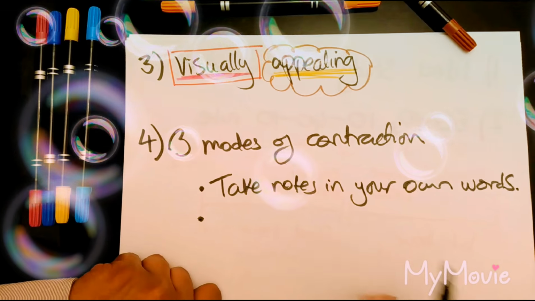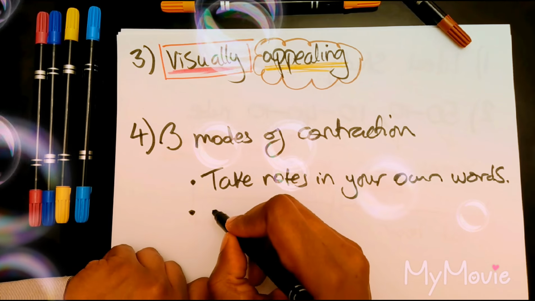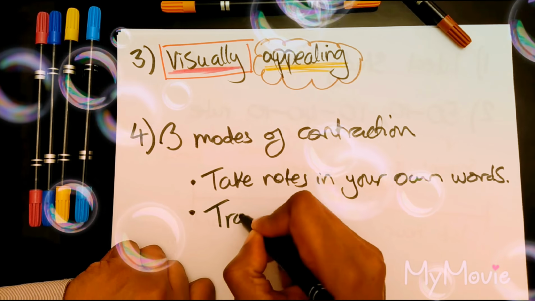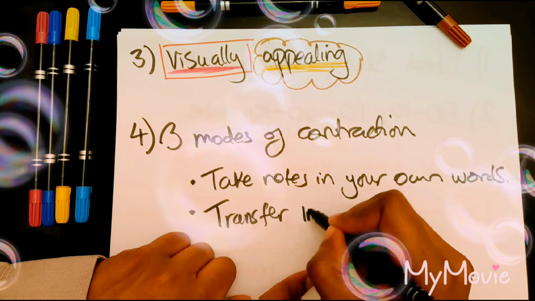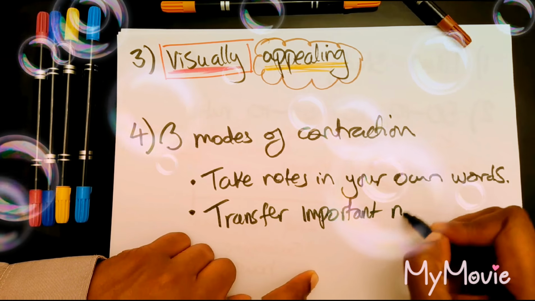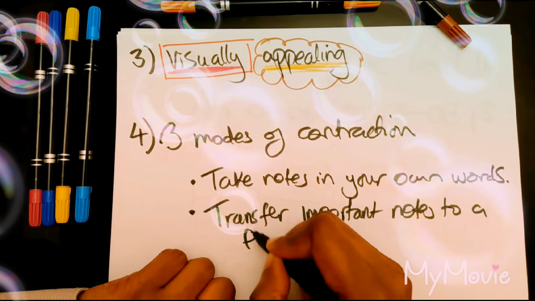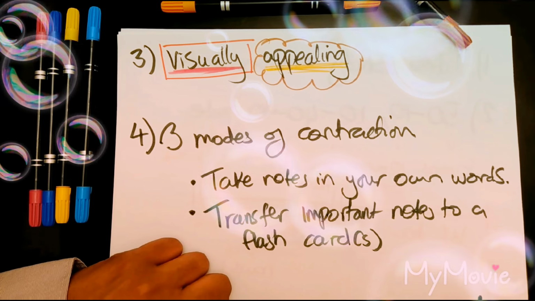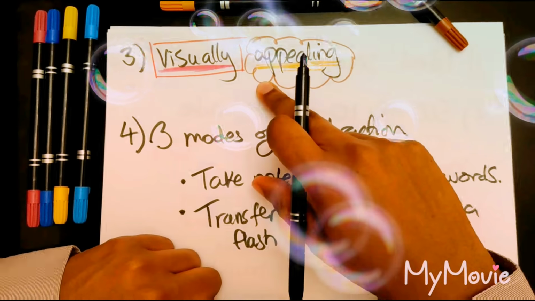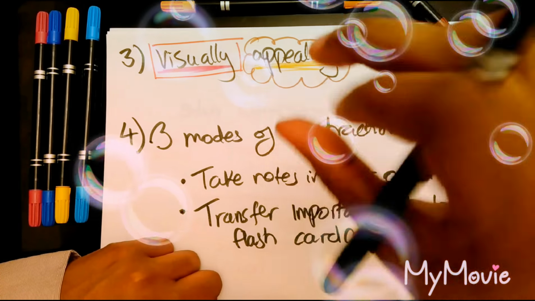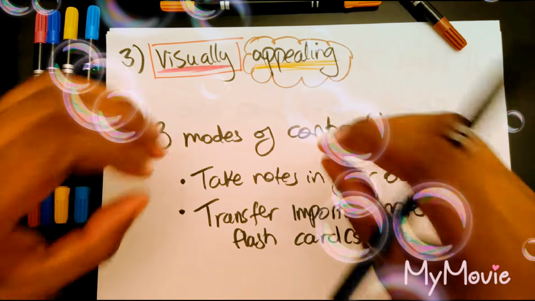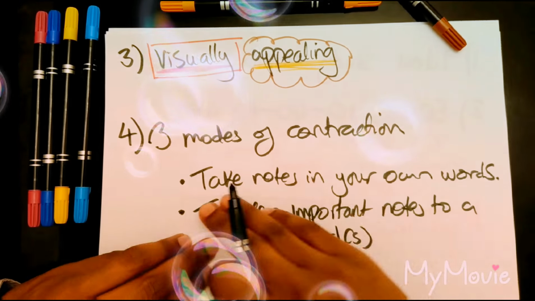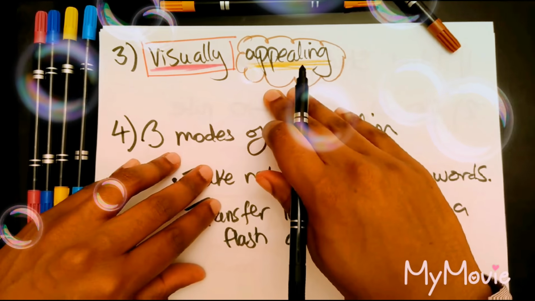Once you've done that, the second mode of contraction is to then take the most important notes and transfer these to a flashcard. Of course, or flashcards, depending on how many notes you've taken for the day. And what you're doing is, after making your learning visually appealing, you're then taking what's most important and you're transferring those things to flashcards. Now you're condensing it even more. On that flashcard, it is also visually appealing for yourself.